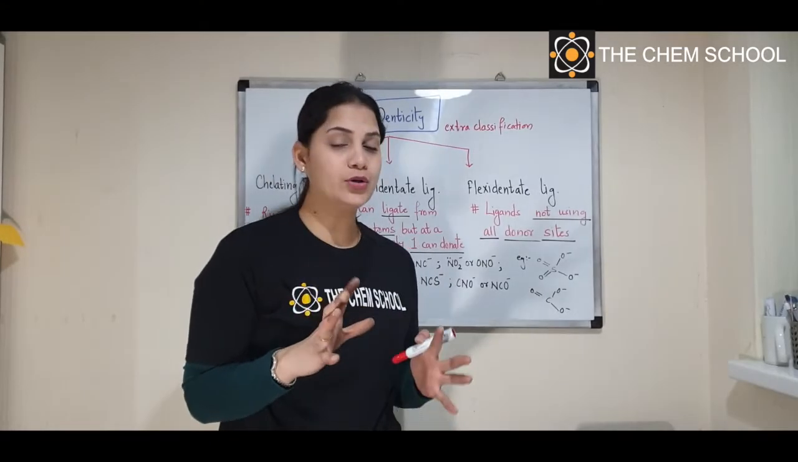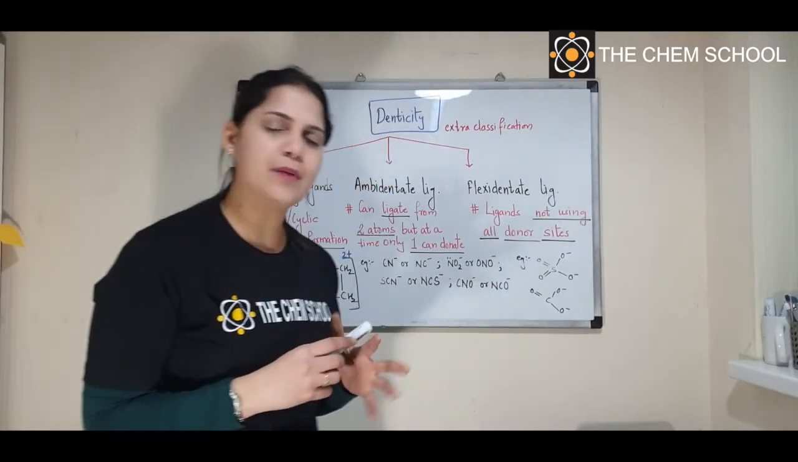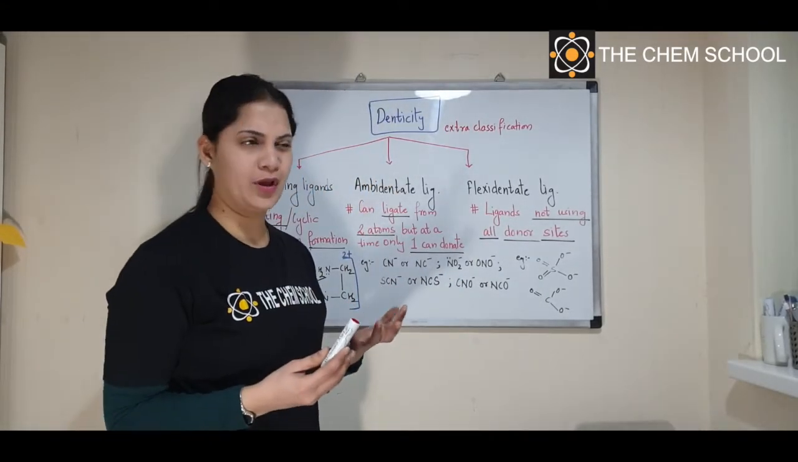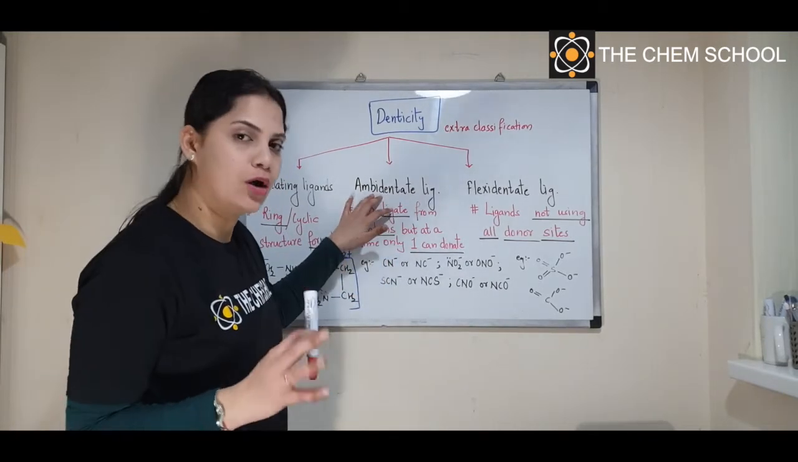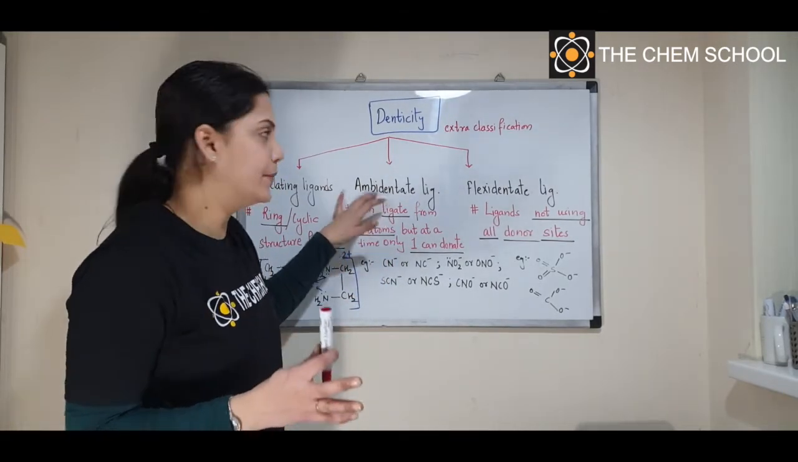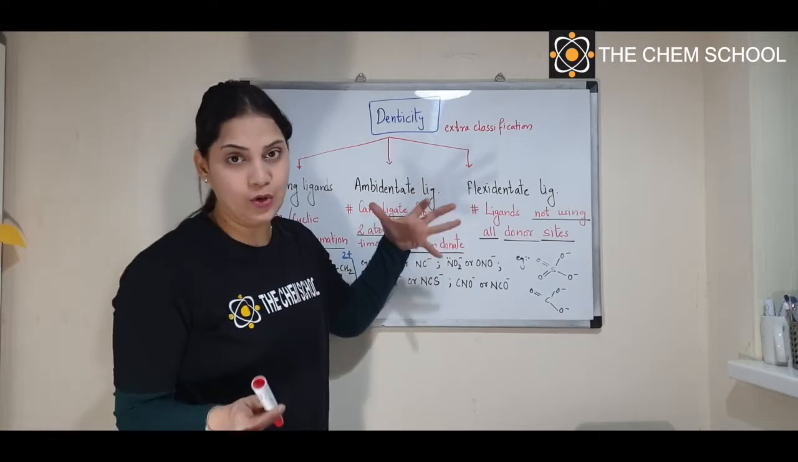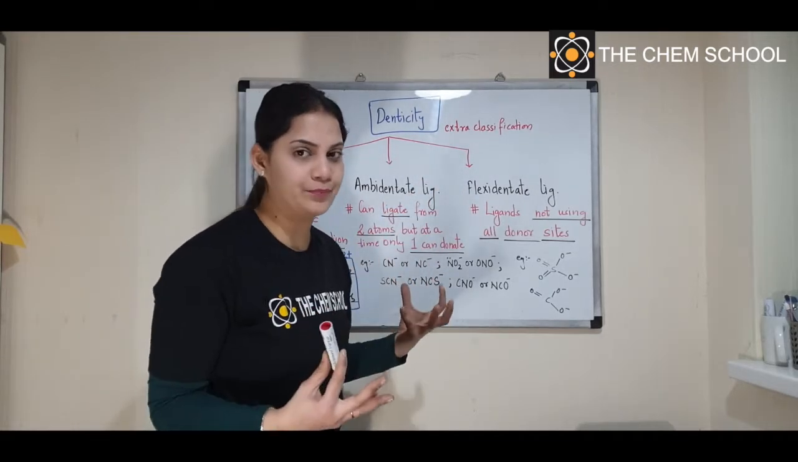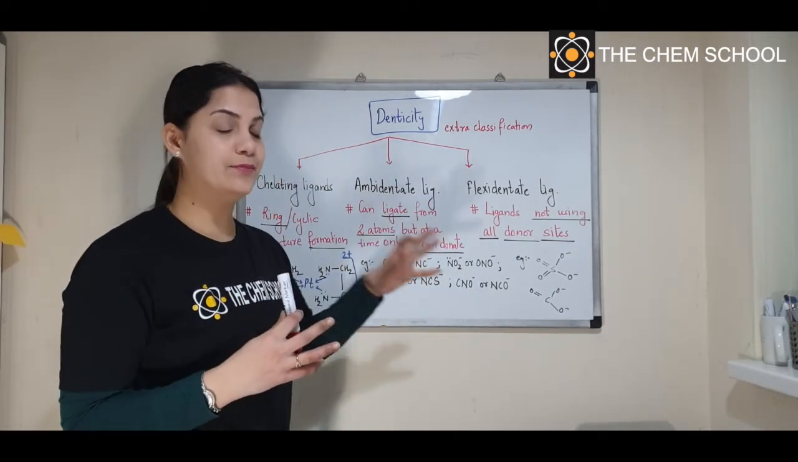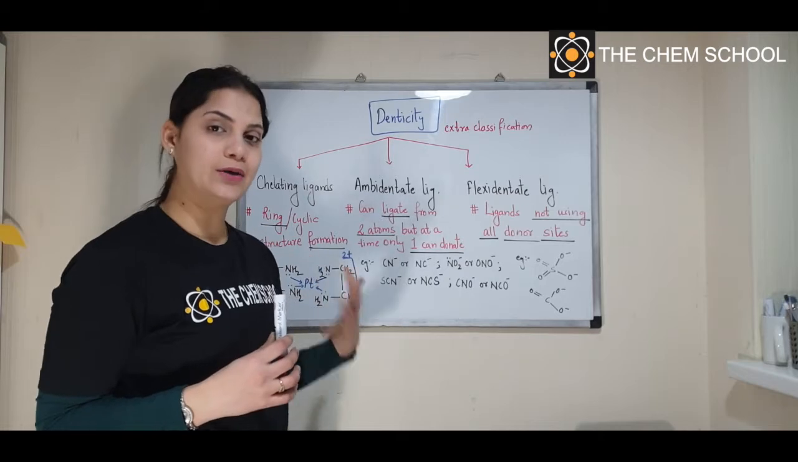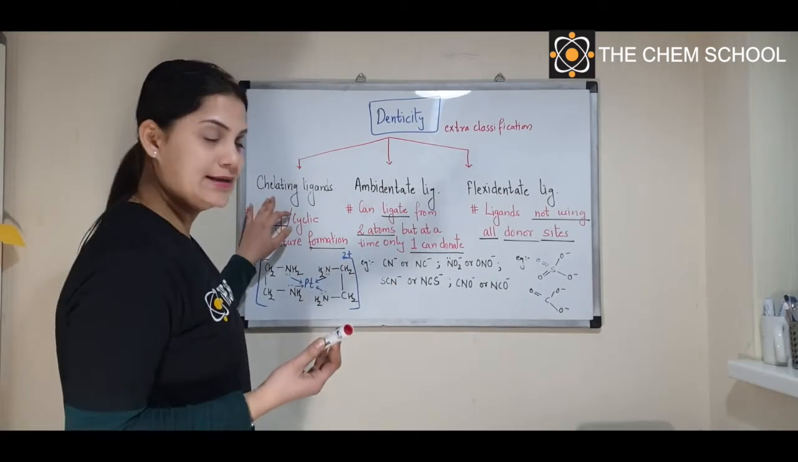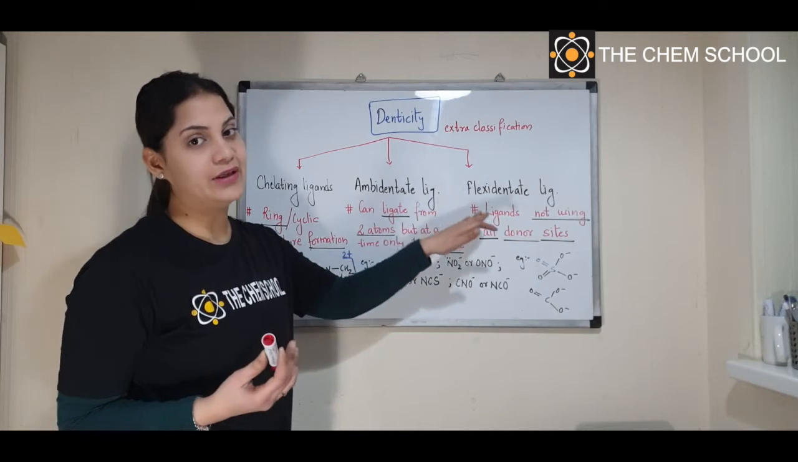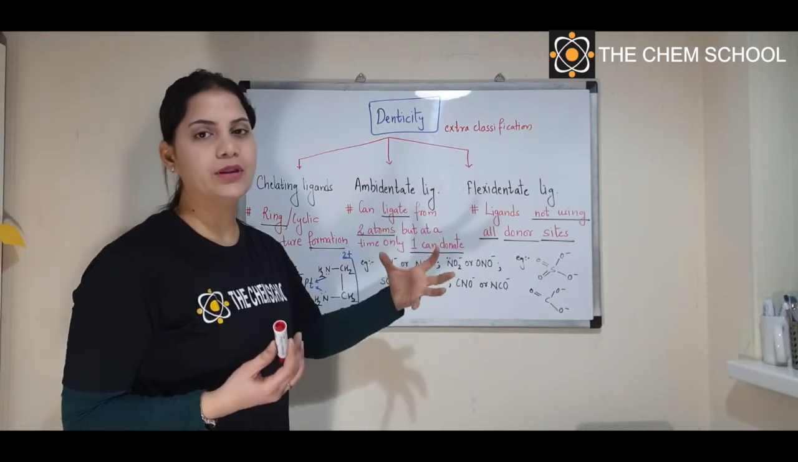Now when we talk about denticity, there are some other types that you can talk about, which are usually not spoken about. Ambidentate people talk about sometimes, but the other two are very rarely known. So we'll try to cover all of them. When you talk about denticity, we said monodentate and polydentate. In that only, we are going to talk about 3 other types: chelating ligands, ambidentate ligands and flexidentate ligands. Let's understand what they mean.